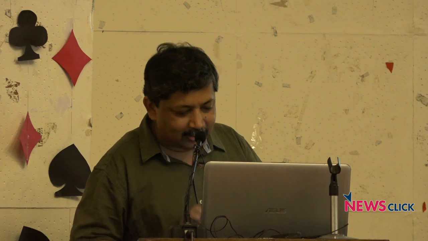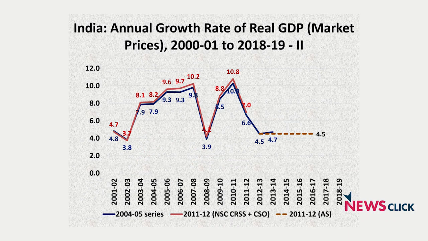But there's a different picture that you can get of this century, which is, again, the blue curve, the old 2004-05 base year series. The red one on top is the back series estimate made by the Committee on Real Sector Statistics constituted by the National Statistical Commission. It's that back series that was discarded, and a few months later, at the behest of the Niti Aayog, a new back series which lowered the growth rate of the past was issued.